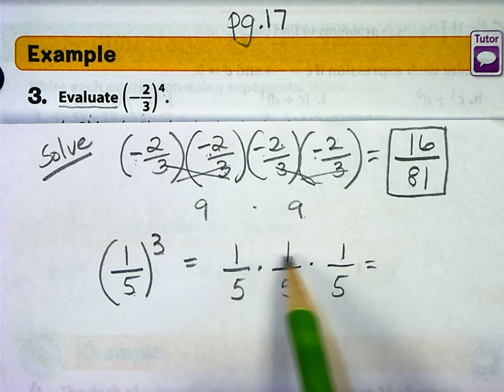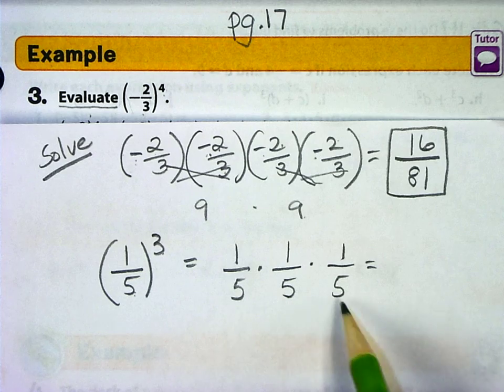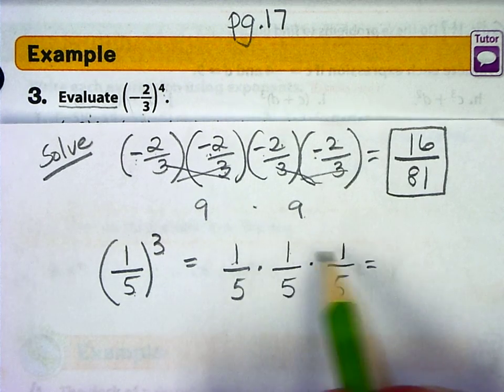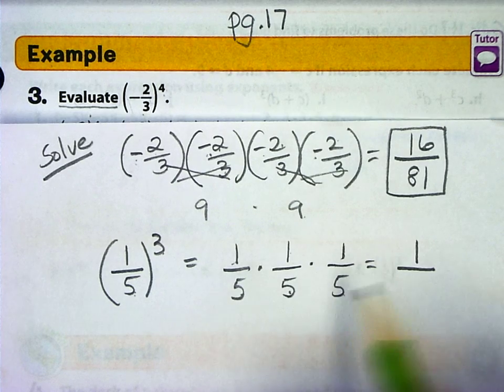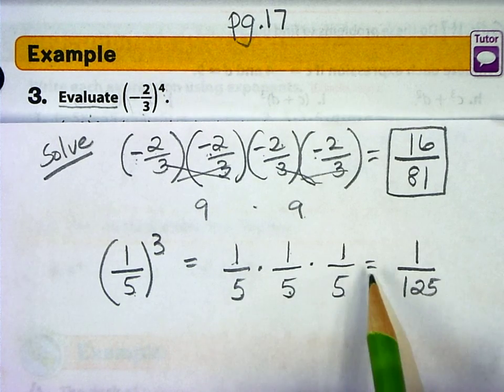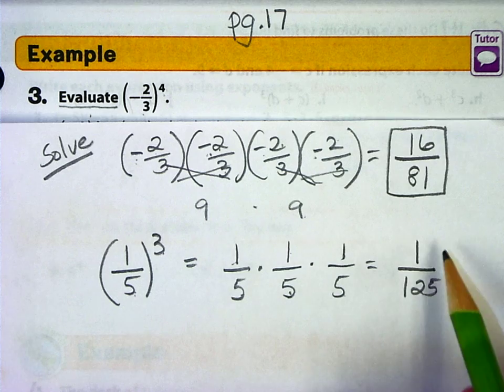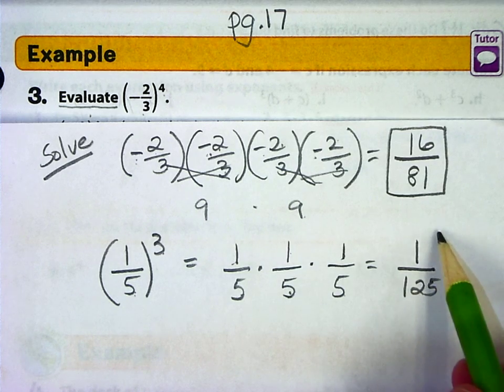So I'm going to multiply all the numbers across the top and then all the numbers across the bottom. So 1 times 1 times 1 is 1. 5 times 5 is 25, times 5 is 125, and there are no negatives to check, so my answer is 1 over 125.